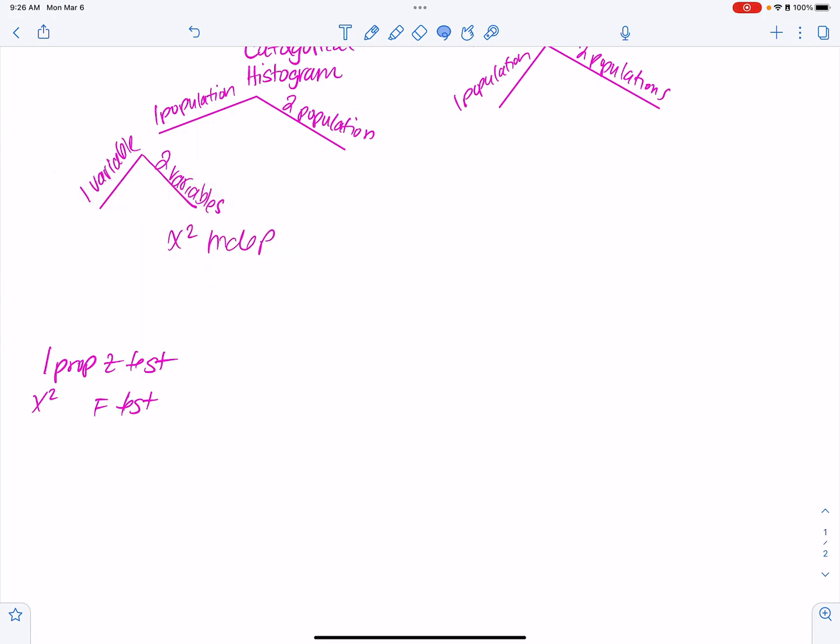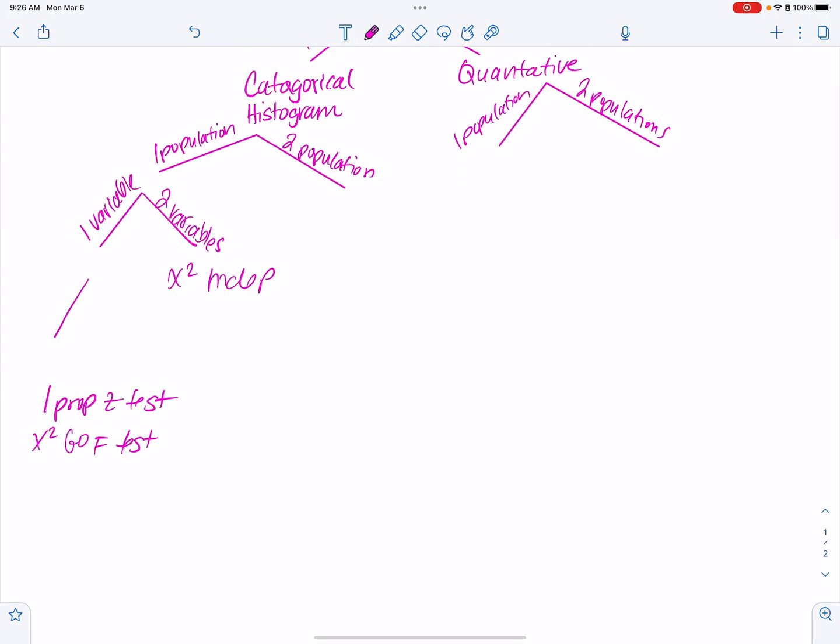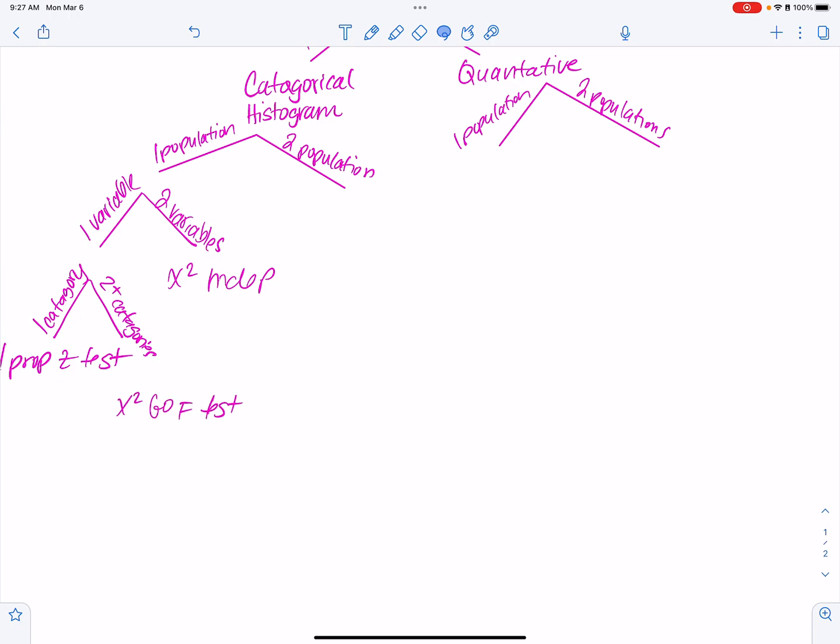All right, so then let's look at the determination. You would say at this point, how many categories do you have? You have one category, or do you have more than one, two or more categories? All right, so if you have one category, you're talking about one thing, you know it's going to be a one proportion z-test. If it's two or more categories, you know it's going to be a chi-squared goodness of fit test. And let me bring the line down so we can see that's what it's going to.